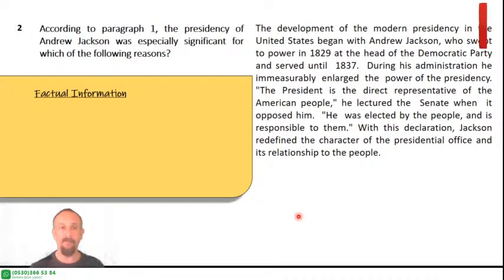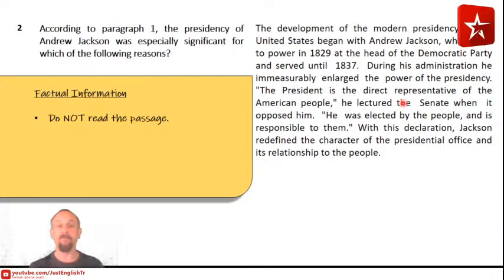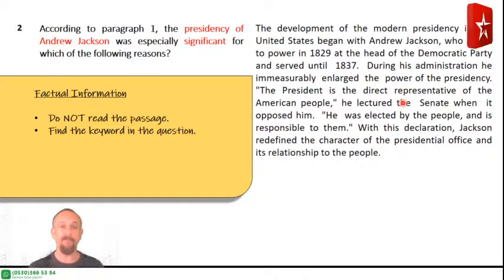So with this type of question, we know from according to paragraph 1 that this is a factual information question. And we know, of course, not to read the whole passage. The first step is to read the question and find the keyword. So we've got presidency of Andrew Jackson was significant. There you go.